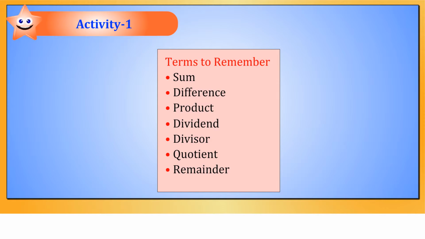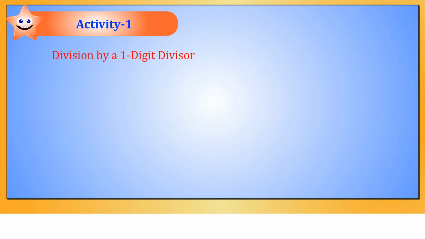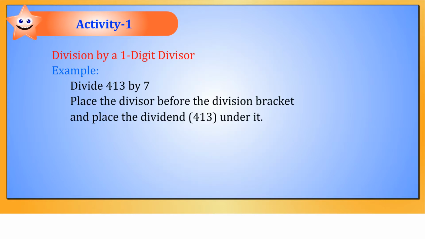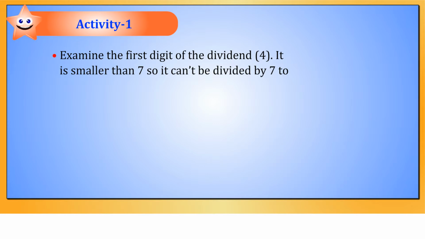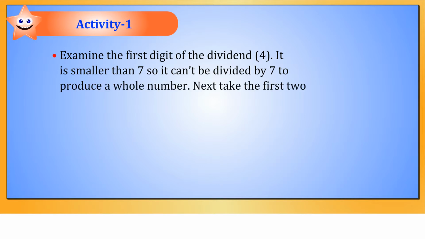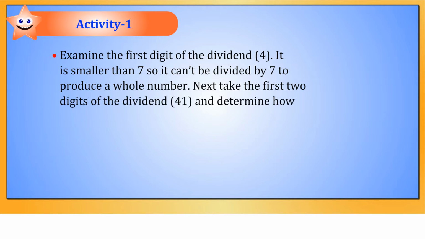Examine the first digit of the dividend, 4. It is smaller than 7, so it can't be divided by 7 to produce a whole number. Next, take the first two digits of the dividend, 41, and determine how many sevens it contains. In this case, 41 holds 5 sevens, that is 5 times 7 equals 35, but not 6. 6 times 7 equals 42. Place the 5 above the division bracket.